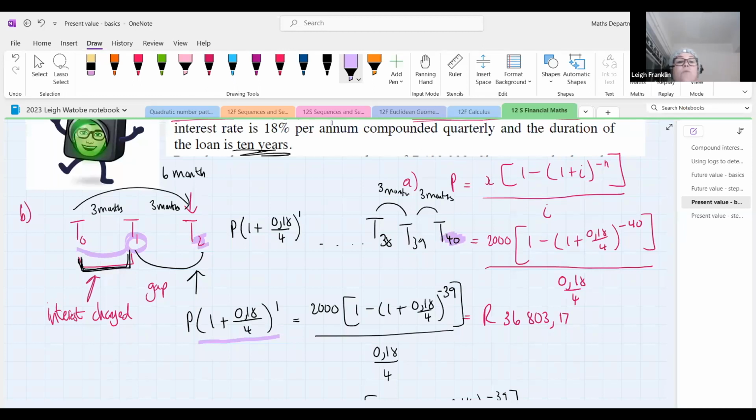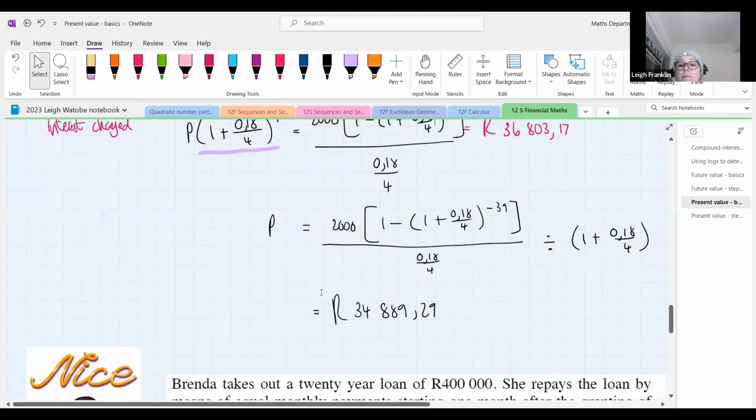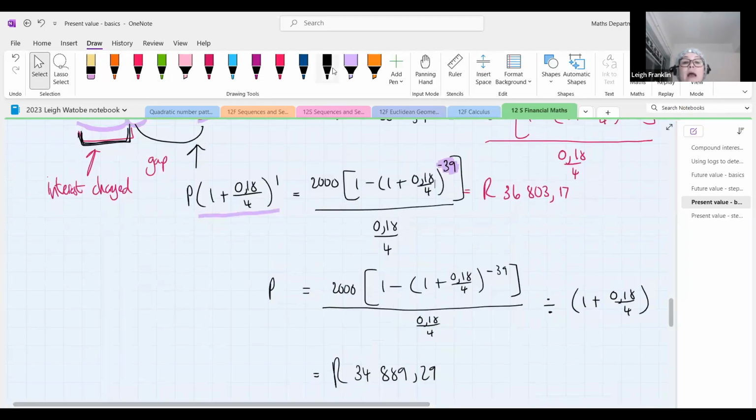Then I also have to say, well, she's still repaying the loan in 10 years. But instead of starting after 3 months at T1, she's now starting to pay at T2. So that's going to be one less payment that she would be making. That's why it's now minus 39. There's one less payment. To calculate this, you would work out the value of the 2000 multiplied by the square bracket divided by i. And then to get P on its own, you divide by that round bracket.